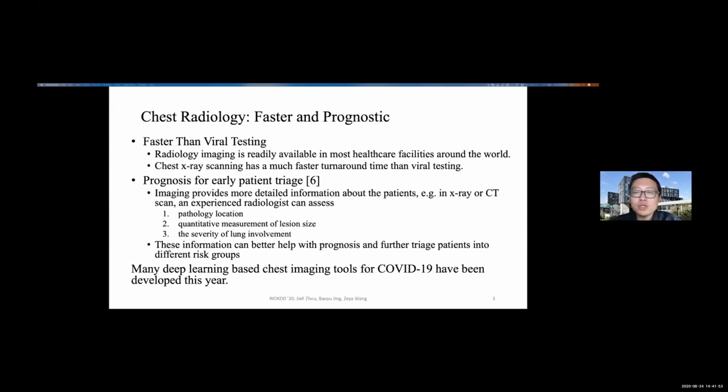Furthermore, chest imaging provides many more details about the patients. For example, the pathology location, the lesion size, and the severity of lung involvement. This valuable information can better help with prognosis and further help doctors to triage patients into different risk groups.